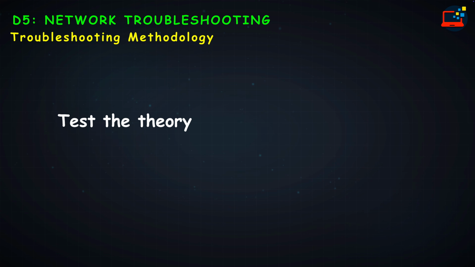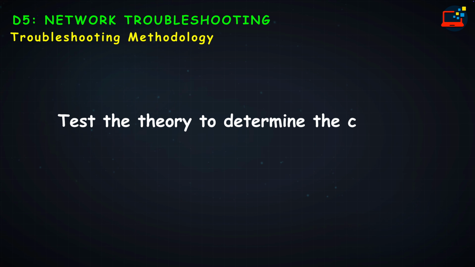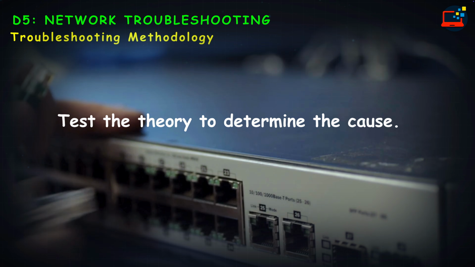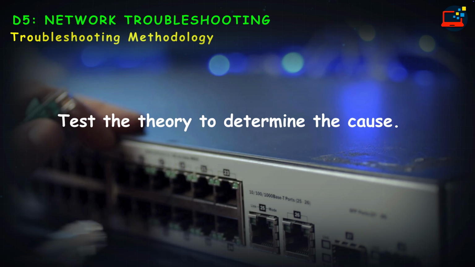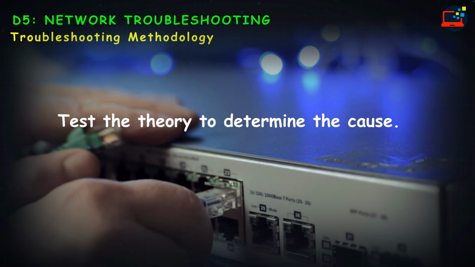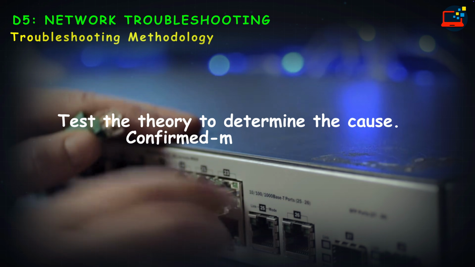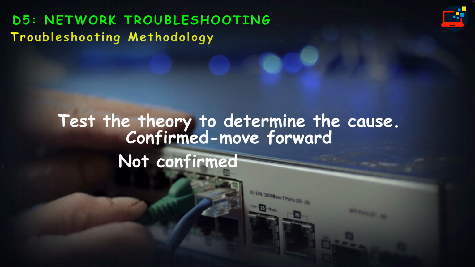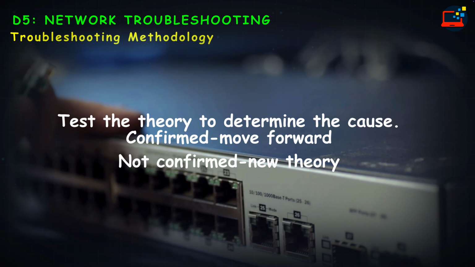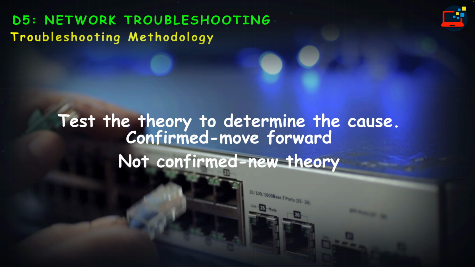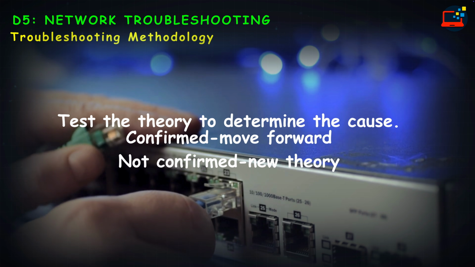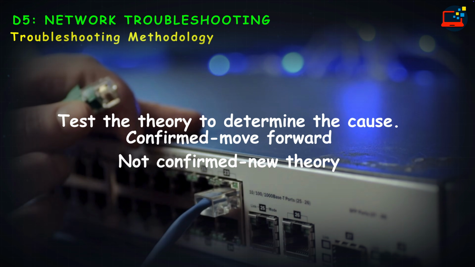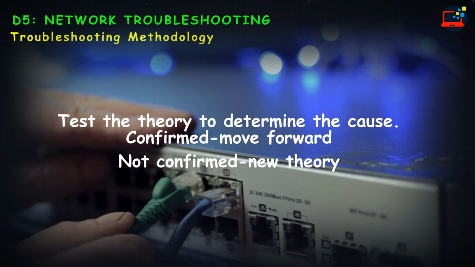Step 3 is test the theory to determine the cause. This is the lab bench. You take your one suspect cause and you test it. If the theory is confirmed, you move forward. If it is not confirmed, you go back and establish a new theory, and you do not move on until a test actually supports what you believe. A theory you never tested is not a cause, it is a hunch.